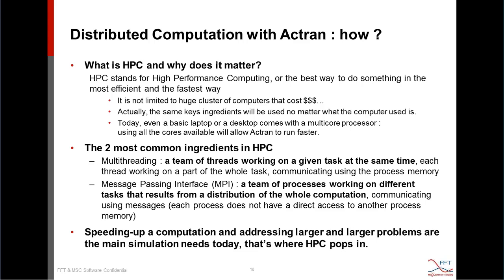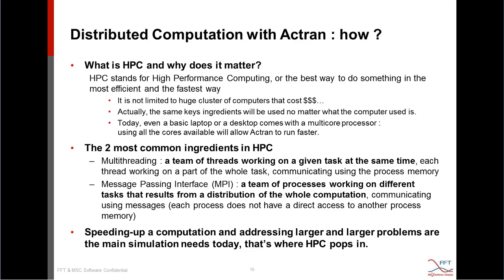There are two most common ingredients in HPC. The first one is multithreading. Multithreading is about a team of threads that works together on a given task at the same time. They share the same memory space for the process. It means that each thread has access to the memory of the whole process to perform a computation.